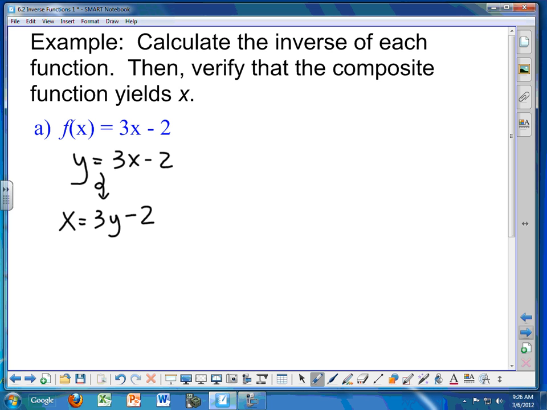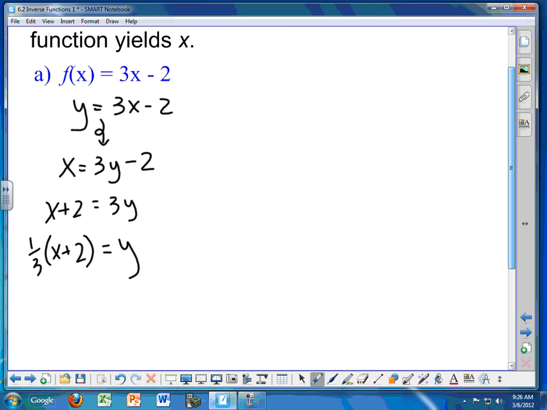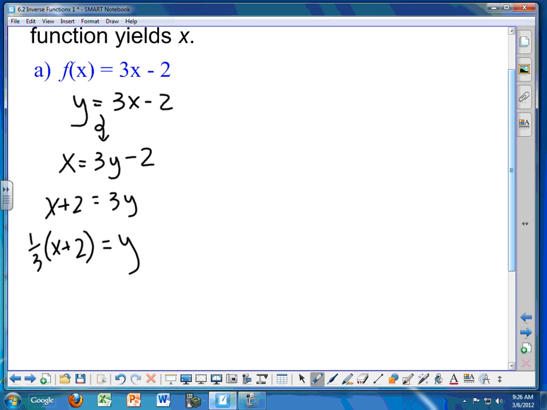If I switch my x's and y's, which is what happens in an inverse, but I solve for y, I end up with x plus 2 is equal to 3y, or 1/3 quantity x plus 2 is equal to y. Oh, I forgot my parentheses there. Let me rewrite that. (x plus 2) in parentheses equals 3y. Here, let's make that a y. There we go. Okay, so we have this new function, and we will call this f inverse.